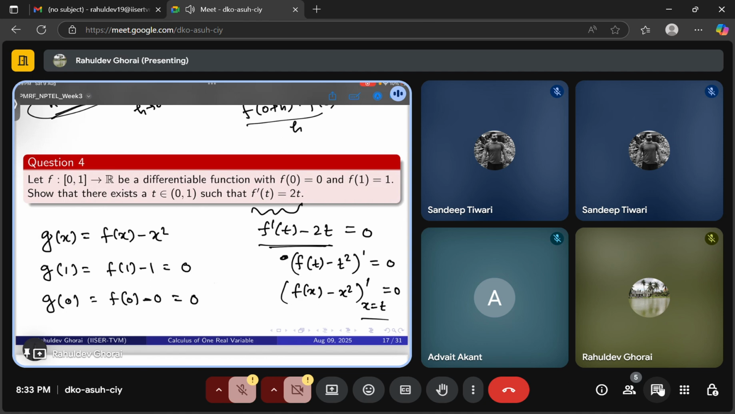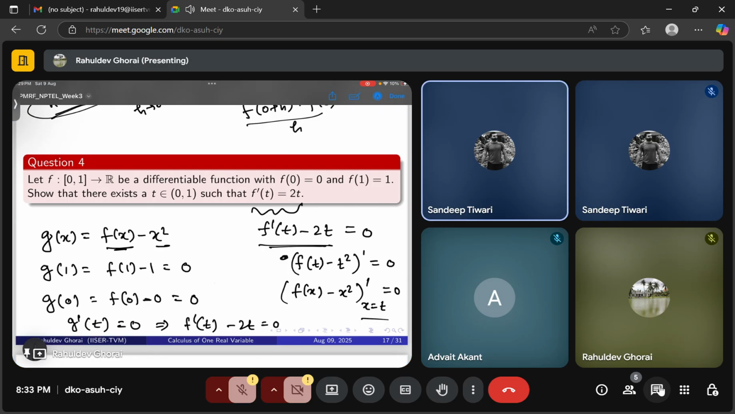Can you use now Rolle's theorem? f x is a differentiable function, x square is a differentiable function, g will be a differentiable function, and g of 0 is equal to g of 1, so g dash of some t will be equal to 0. And what is g dash t? That is nothing but f dash t minus 2t is equal to 0, and that implies f dash t is equal to 2t. There exists a point t. Understand? And you understand how it is coming?